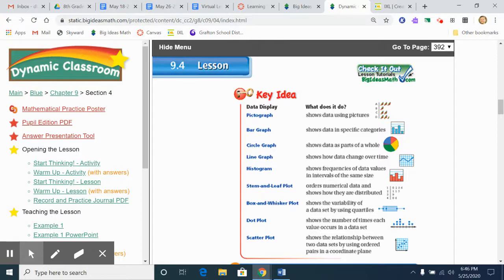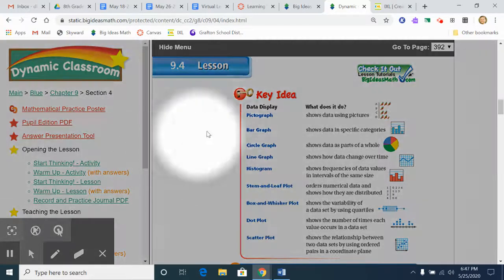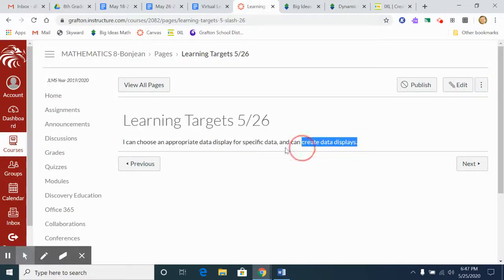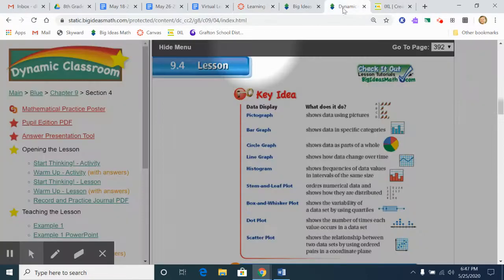But today we are back and we are going to start 9.4, which is pretty much the last section that we're going to be doing in the book. What 9.4 is about is choosing an appropriate data display depending on the type of data that they give to you. We have all of these different data displays that we can use to display data. Our learning target is that I can choose an appropriate data display for specific data, and that you can create those data displays. A couple of specific ones you're going to do on IXL tomorrow, but let's worry about this for today.